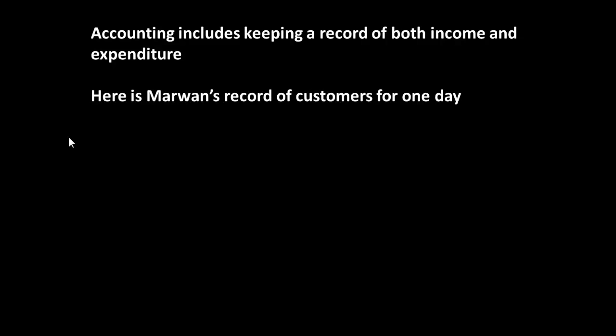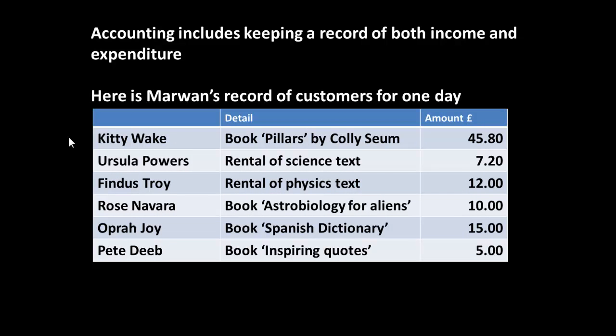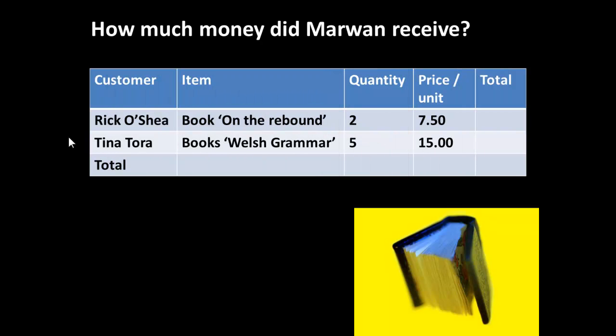Accounting means keeping a record of income and expenditure, right? It's not all of accounting, but that is a part of accounting, keeping a record of income and expenditure. So here's Marwin's record of customers for one day. So what's the total income for the day? We would have to add up all those amounts, and that would get us the sum total of the income for the day. How much money did Marwin receive for these?